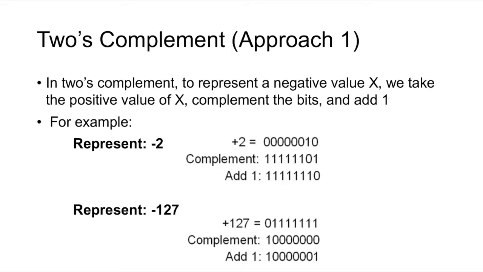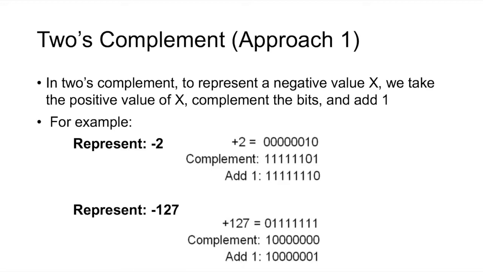2's complement. When representing negative numbers in 2's complement, to represent a negative value x, we take the positive value of x, complement the bits, and then add 1. So for example, let's start with a simple one, negative 2. We start with plus 2, which is six zeros, a 1 and a 0. We complement that, which basically means flip the bits, so we get six ones, a 0 and a 1. And then we add 1, which gives us seven ones and a 0.